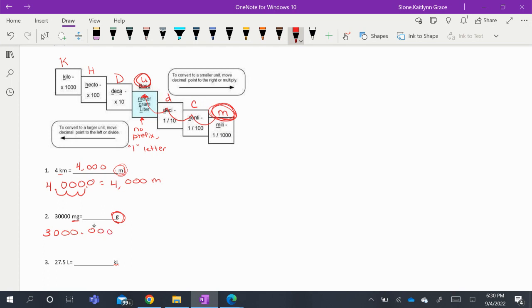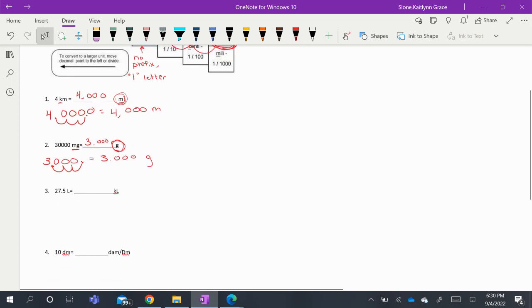Again, I'm just writing my decimal. We have 3,000, and we're going to go once, twice, 3 times. So that's equal to 3 grams. And you don't have to write all those zeros, I just did to keep it consistent.